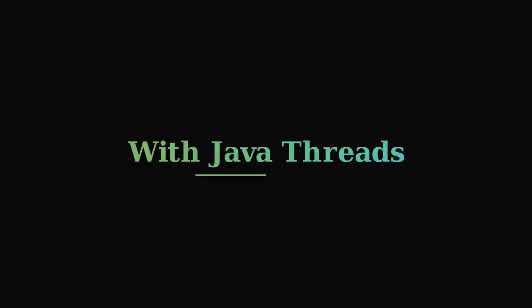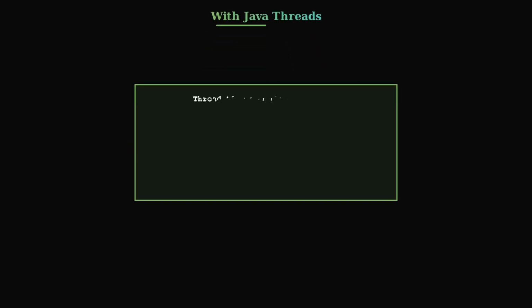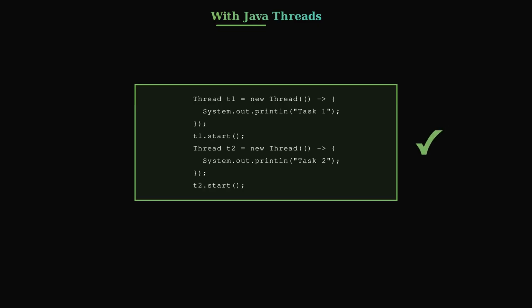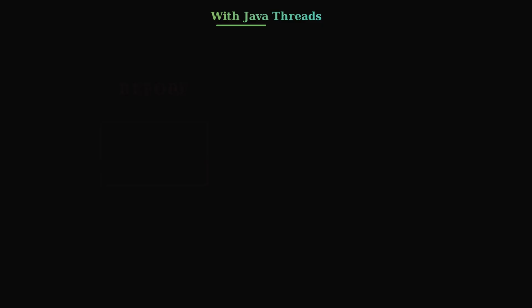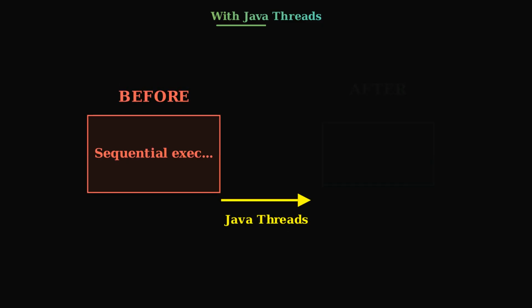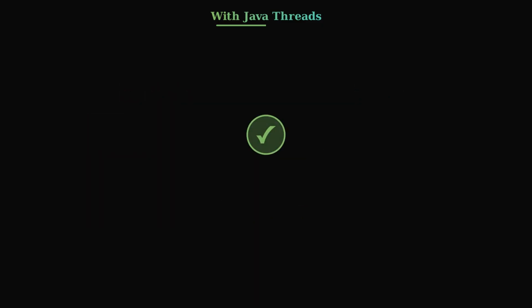Here comes the solution. Java threads. Look how clean the code is now. Parallel task execution. Better CPU utilization. Responsive applications. Compare the difference. And that is why we use Java threads.